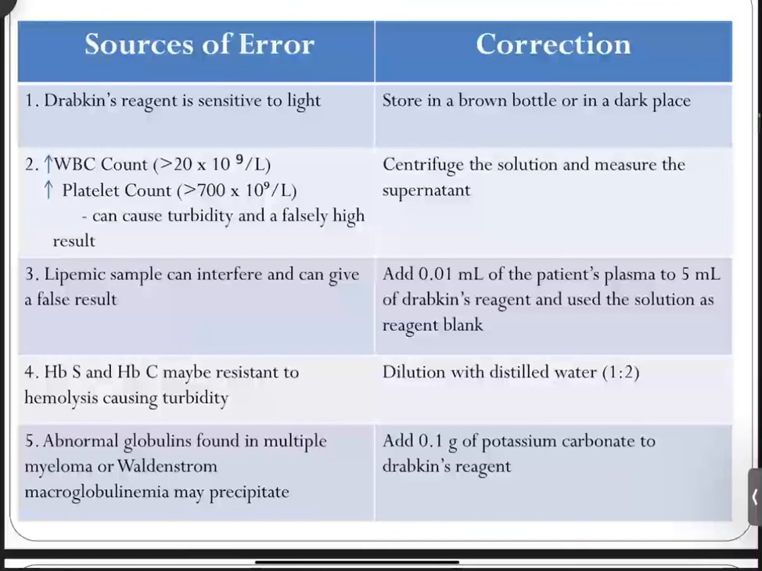Okay, you have sources of error in doing your cyanmethemoglobin method. And what are those? Okay, your Drabkin's reagent is sensitive to light. Thus, it should be stored in a light-protected container. Kaya nandun siya sa amber colored bottle. Okay? Then, ayan, correction for that, it should be stored in a proper place, especially in a brown or light-sensitive bottle. Okay, another source of error, increase in WBC and platelet count, which causes high turbidity in the spectrophotometry.